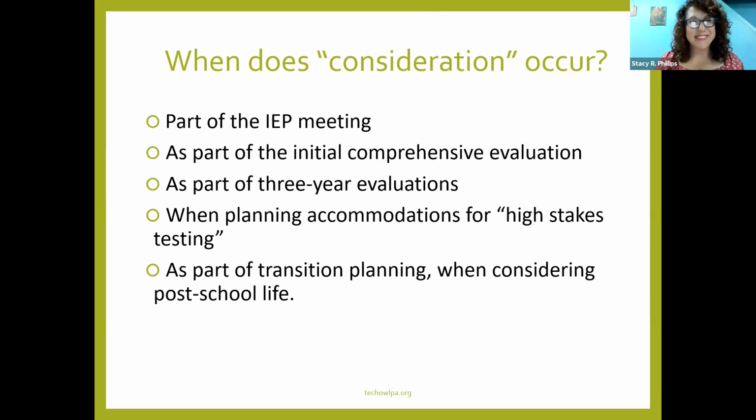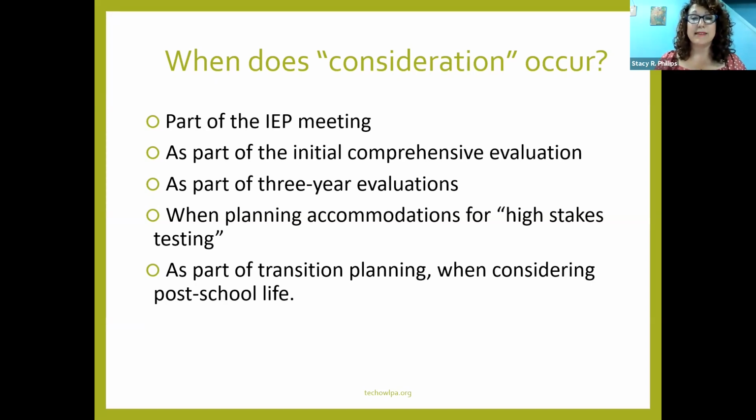Okay, so when does this occur? I've already mentioned that it should occur as part of the IEP meeting, but it should also occur the first time they have an evaluation, or if they have a 3-year reevaluation. I believe students with autism get reevaluated every 2 years, and anyone else with an IEP, with, you know, intellectual disability or speech and language impairment, it's every 3 years. So this consideration for AT should occur at all of these points.